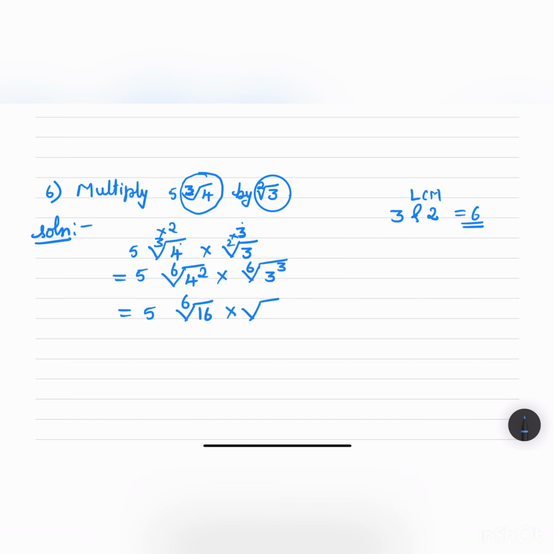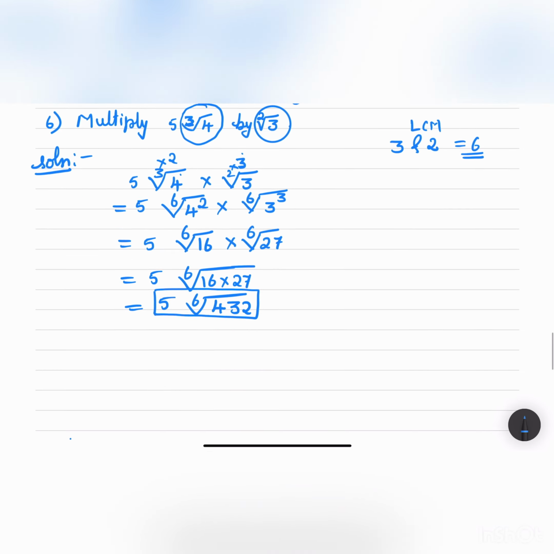Now both have the same roots, so we can multiply the numbers. 5 into 6th root of 16 27s, which are 432. This is the answer for the product of these two numbers. Let us go for the next one. Next question, the 7th one.